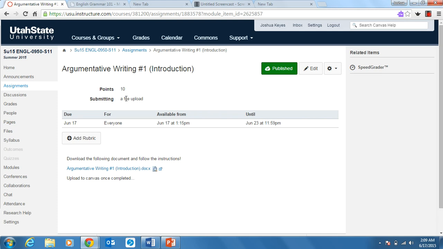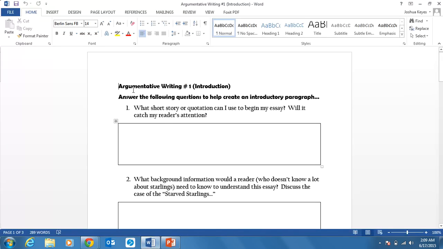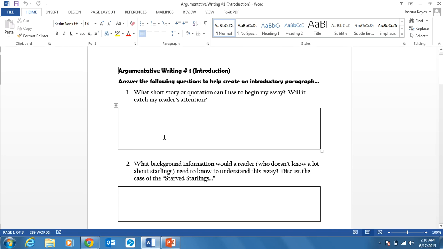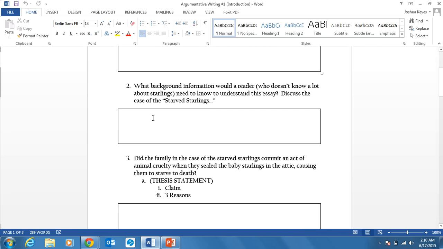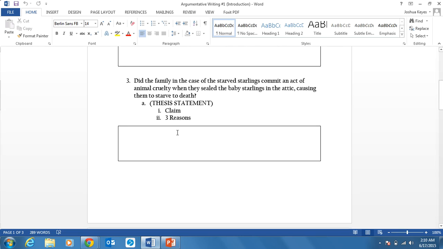The assignment is very simply right here. Argumentative writing assignment 1, introduction. Answer the following questions to help create an introductory paragraph. Number 1, and you're going to answer the question in the box: What short story or quotation can I use to begin my essay? Will it catch my reader's attention? 2, what background information would the reader who doesn't know a lot about starlings need to know to understand this essay? And then I want you to discuss that case of the starved starlings.